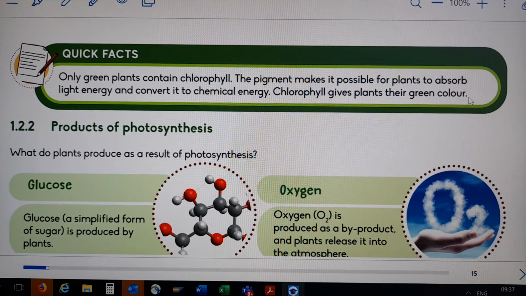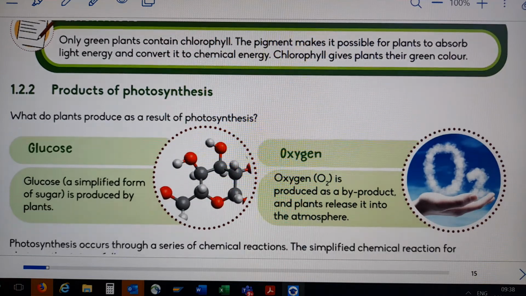Guys, please don't forget this. Let us say this again. Chlorophyll, number one, absorbs the light energy from the sun. Number two, it converts the same light energy to chemical energy. And number three, it gives the plant the green color. And only green plants contain chlorophyll. Only green plants. If it's not a green plant, it doesn't have chlorophyll.